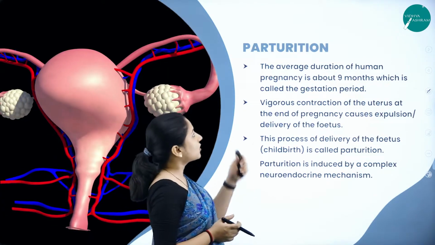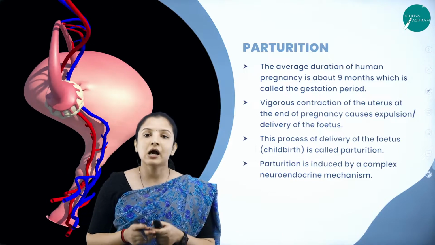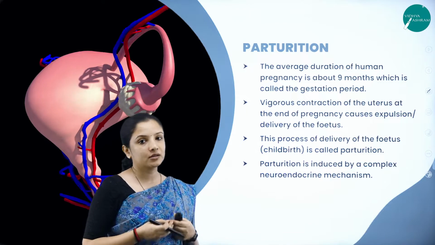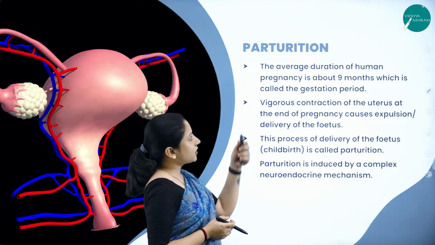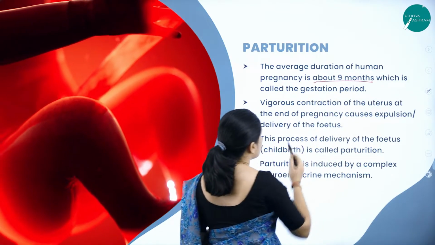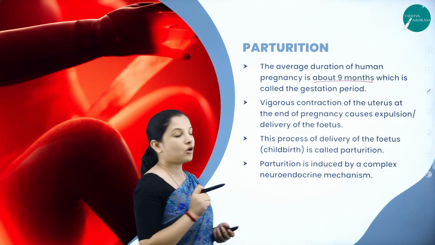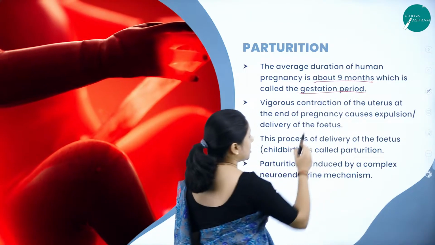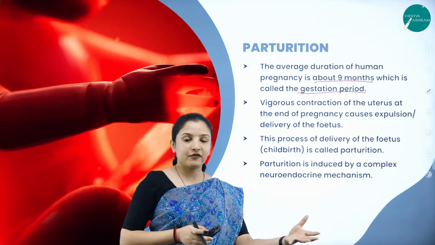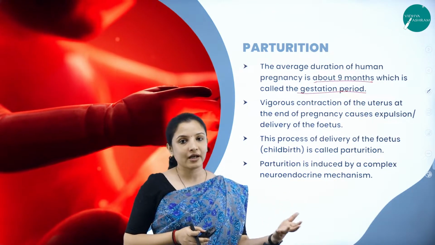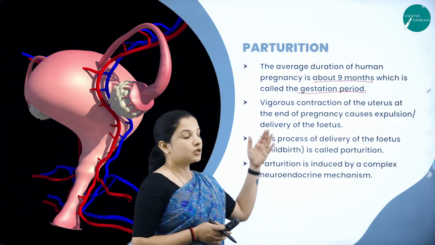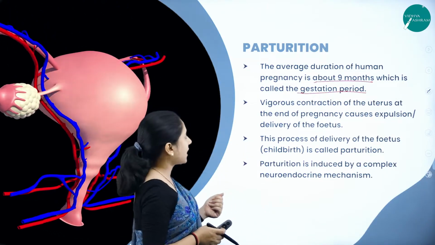So now let's see what happens during the time of delivery, how exactly it occurs after the 9 months or the end of the 3rd trimester. The average duration of human pregnancy is about 9 months, as I told you, and that 9-month period is called the gestation period, which is calculated in weeks, like how I said 12th week, 24th week, right? So that is how they calculate, month-wise or week-wise.